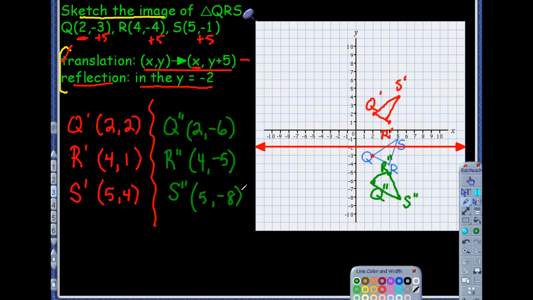Now, the other thing you could do, and this is why I think having the sketch of the in-between image, the Q prime, R prime, S prime, is nice. But you could also just notice, because you're reflecting over a horizontal line, what stayed the same. The x-coordinates. So the x-coordinates never actually changed on any of these, because you didn't move left to right with the translation. And reflecting, you're just moving down in this case. So that's something to notice as well.